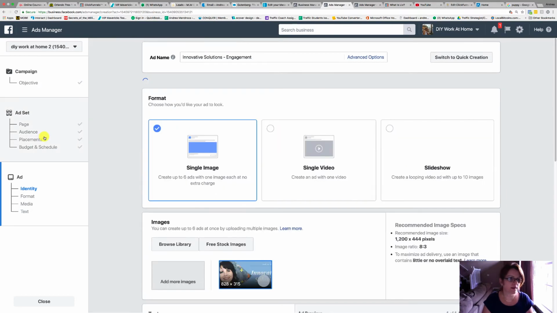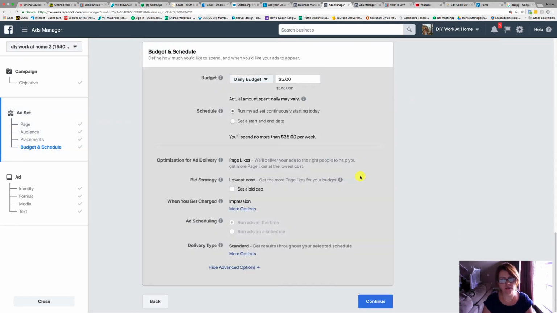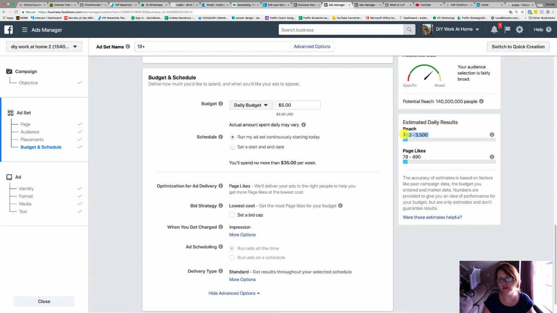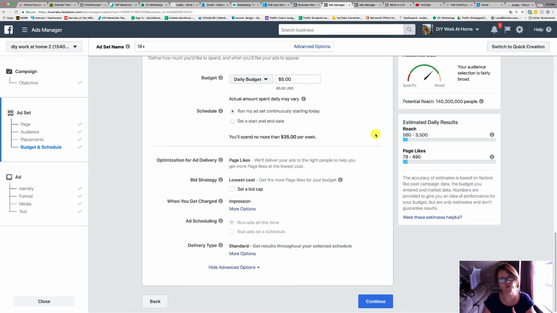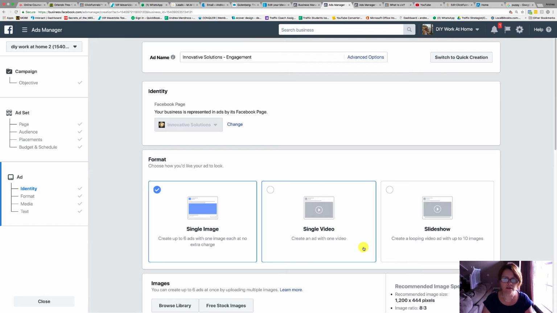Oh, hold on, let me go back in here on the budget. If I click here on the left side, I can go back to the budget. See when I changed to $5 a day, see how it lowered the number of reach per day? Remember before when I had $25 a day, it was 2,800 and more, and now it went down to 560 to 3,500 people a day. It depends on how well your ad goes, and that's what the money means. Okay, now going back, click on continue.